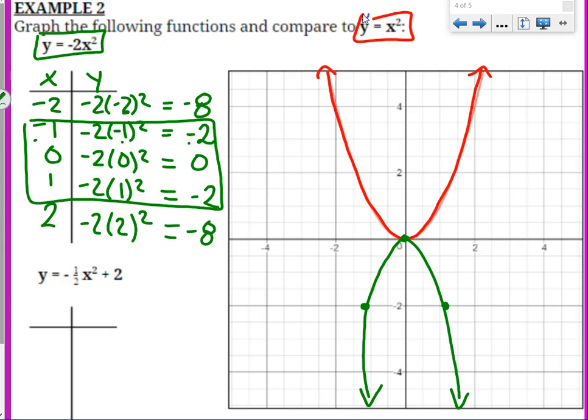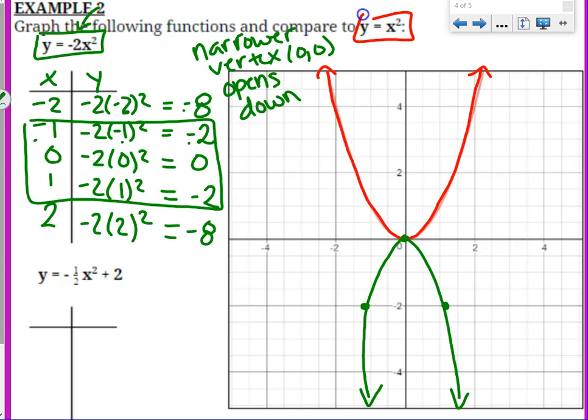Now compare that to the red function. If we look, it is a little bit narrower. It has the same vertex of 0, 0. However, another difference would be that it now opens down. The reason for that is because this first term is negative. So it changed all of our answers to negative answers, which means we open down.